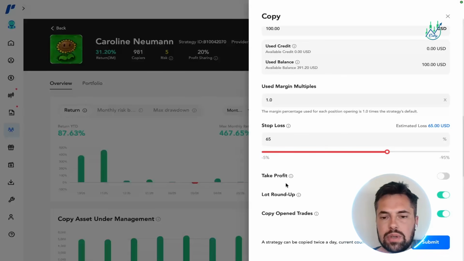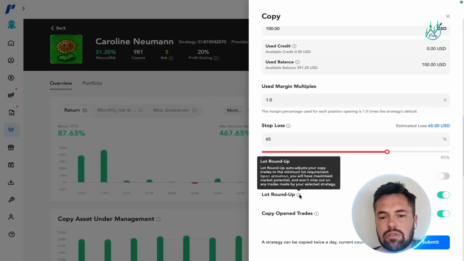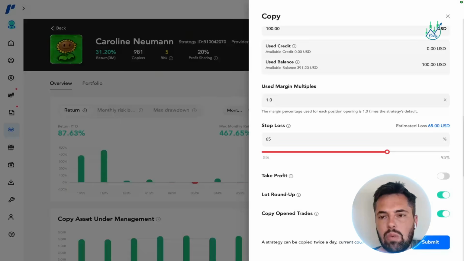But in terms of the profit, you can take the set profit amount. So when it reaches that, you can start taking it out. You've got your lot roundup, copy open trades. And then once you're happy with all the settings, you just click submit and boom, you're then copying Carolyn's trades with your $100. You don't have to do anything. Just sit back and watch your money grow.